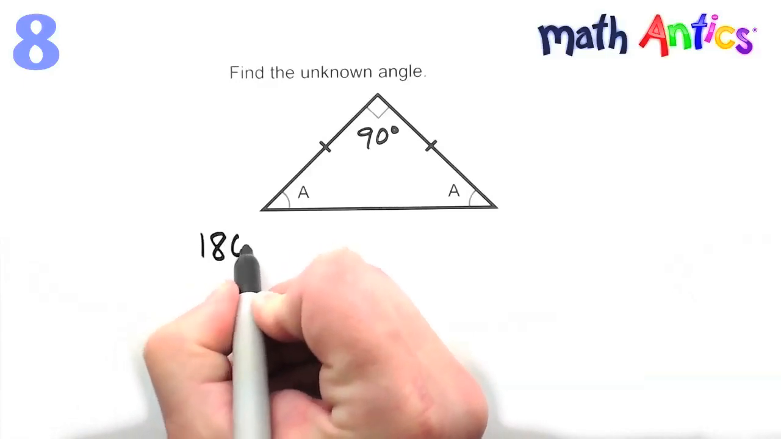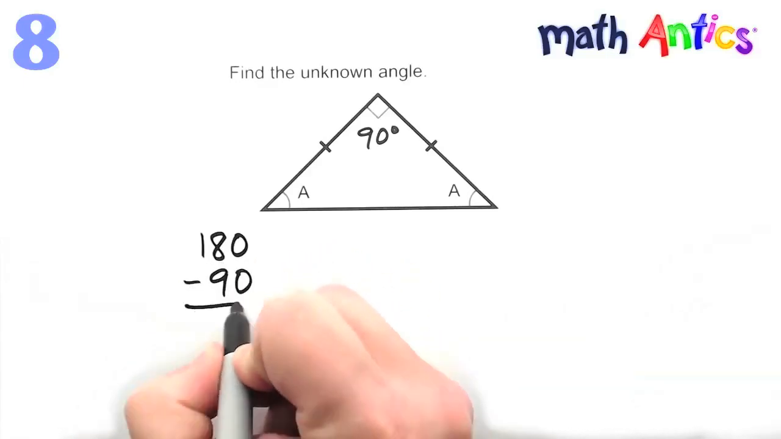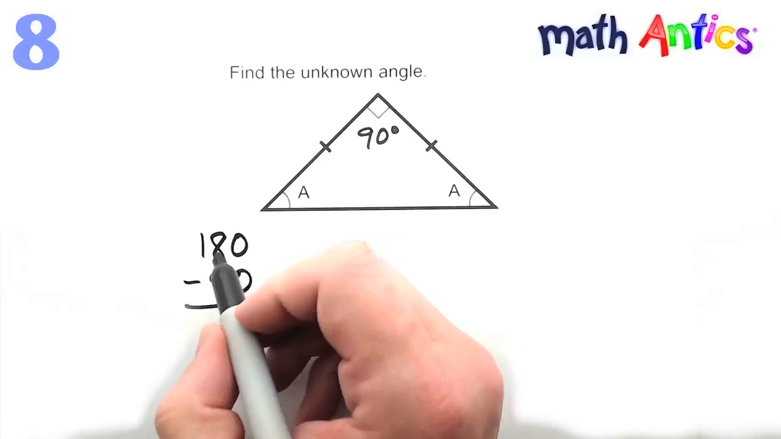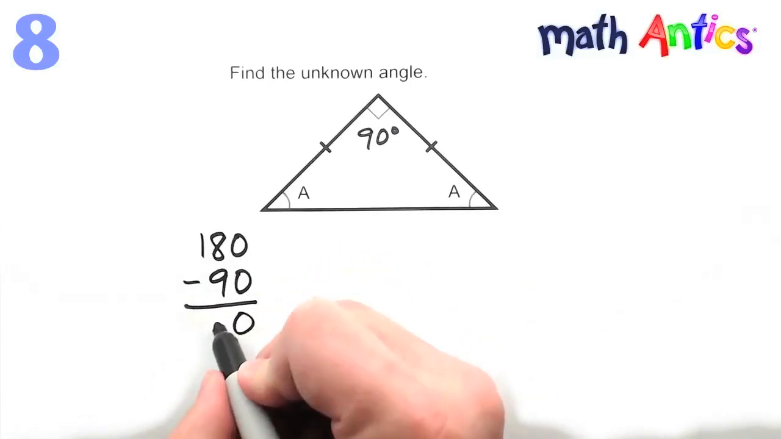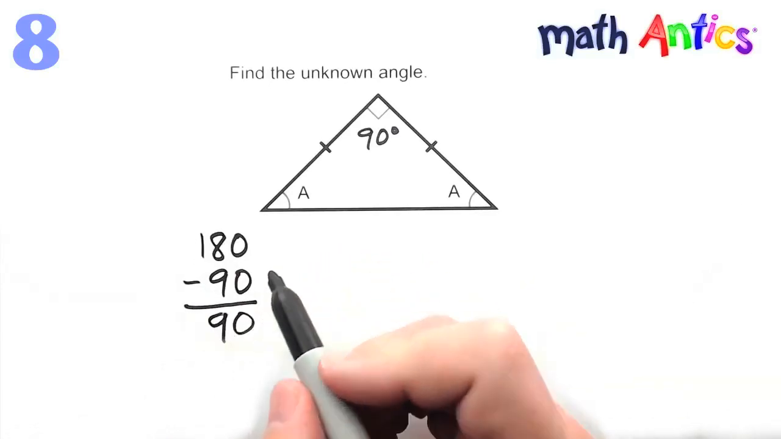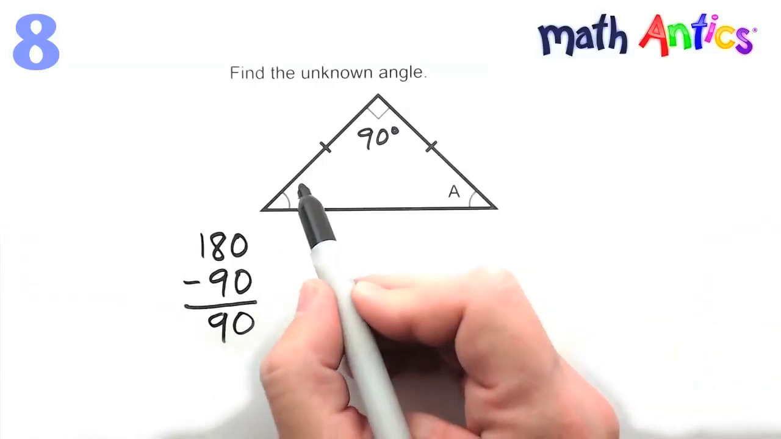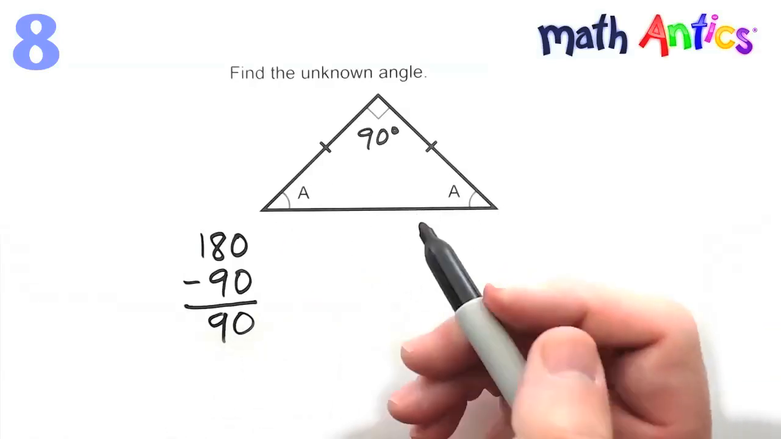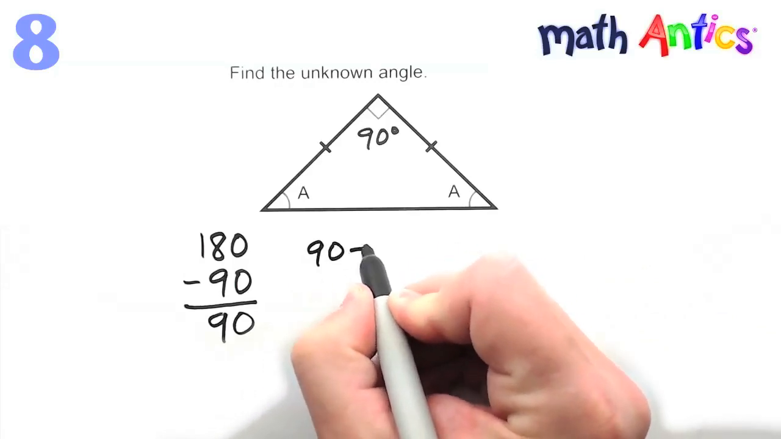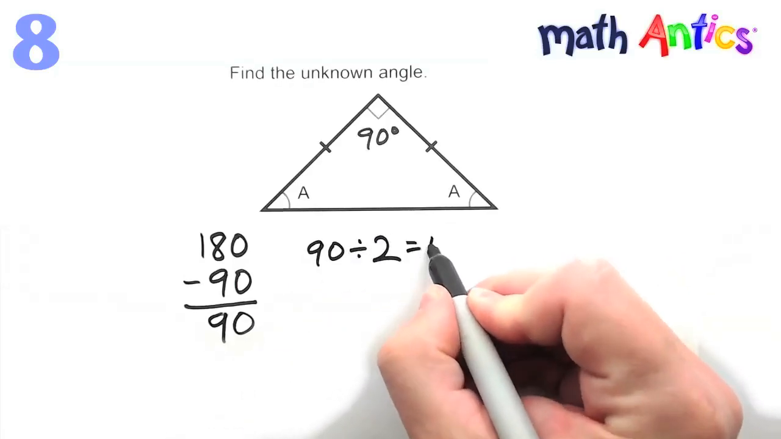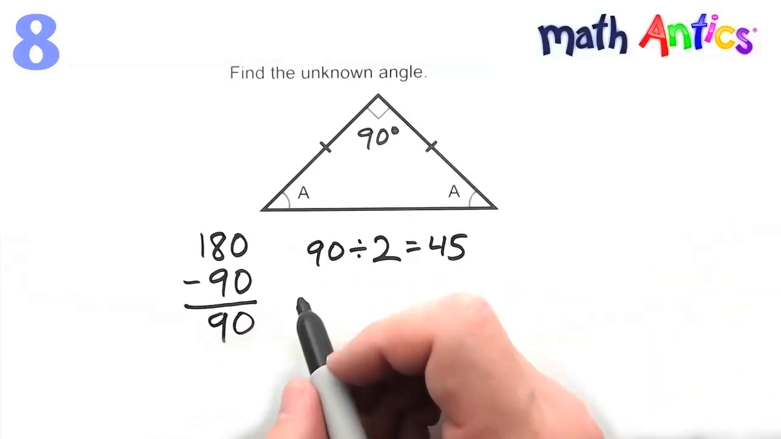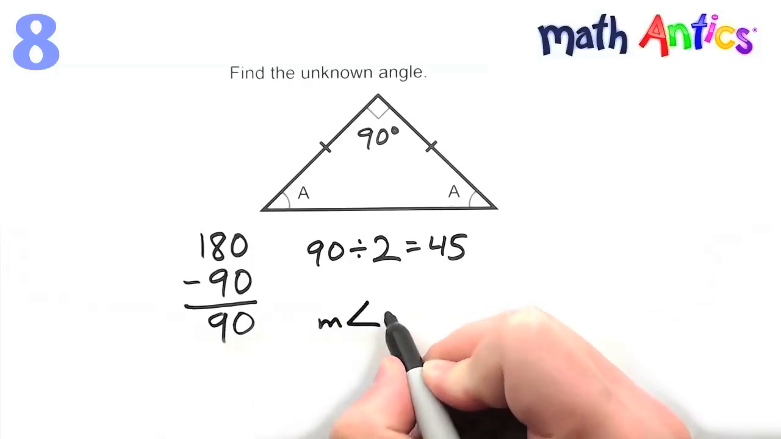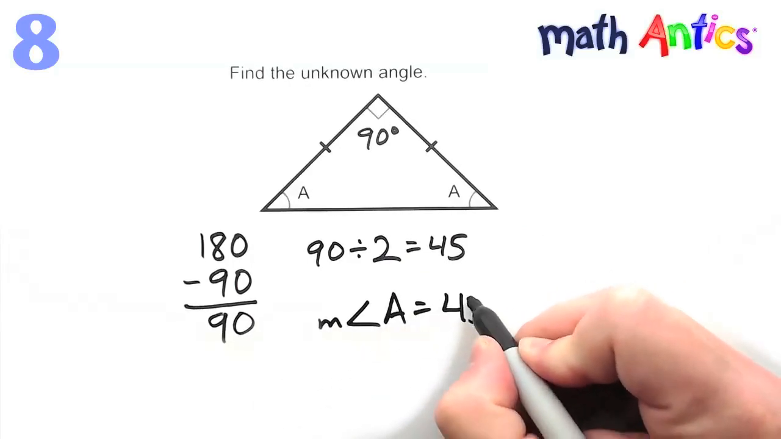So 180 degrees minus 90, all right? So, 0 minus 0 is 0. 8 minus 9, but we need to borrow a 1, but there's only a 1 there, so we can just leave it like that. We can just go 18 minus 9. That's 9. So 90 degrees is what's left over, and we know that these two angles together equal 90 degrees. So 90 degrees divided by 2 equals 45. So each angle A equals 45. So we can write that as the measure of angle A equals 45 degrees.